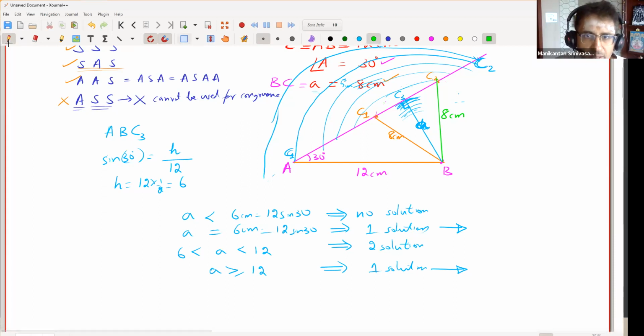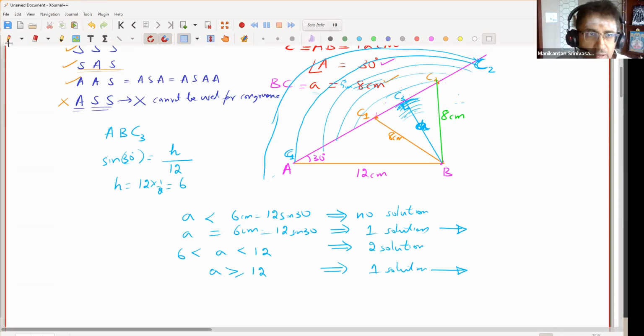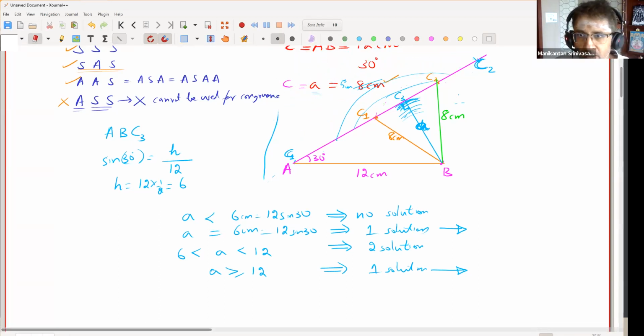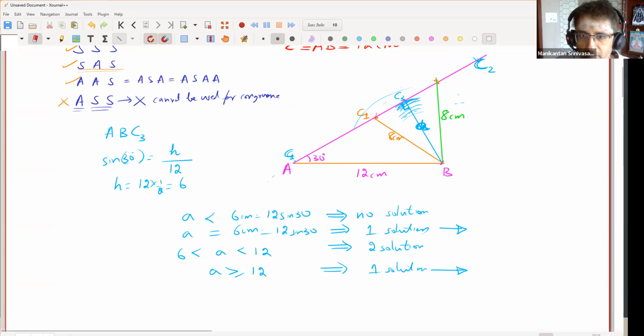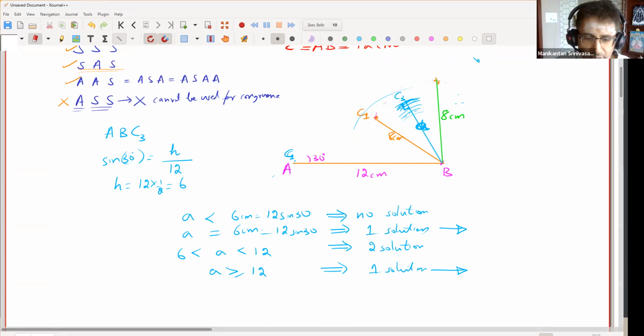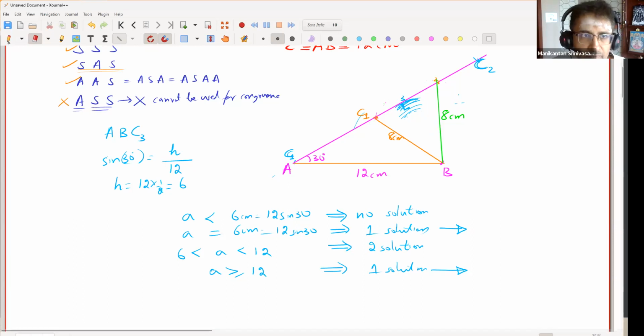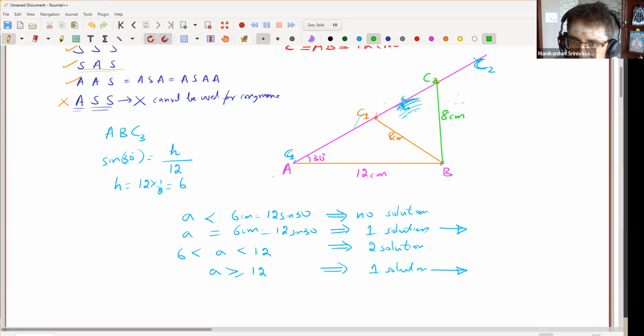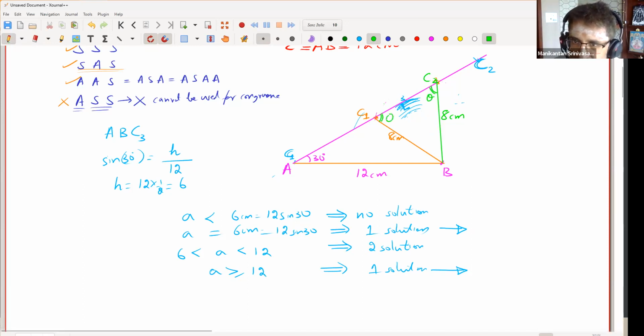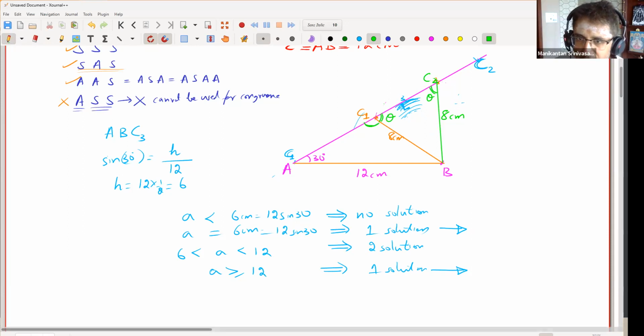So let me erase all this extra clutter here. Sorry, I didn't mean to erase the whole thing. Okay, so if I take the original C1 and C2, right? So these two triangles that are formed are such that this angle will be equal to this angle, right? So if this is theta, this will be theta as well. And therefore, this will be 180 minus theta.